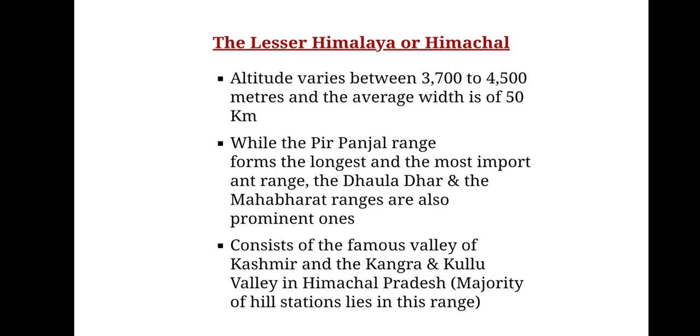This mountain range is mainly composed of altered rocks. The prominent peaks present out there include Dhauladhar, Mahabharat, and Pir Panjal range, which is the most important mountain range of this division. It is present in Kashmir Valley, and it forms some mountain valleys also, which is Kangra and Kulu, and the most important one is the Kashmir Valley.